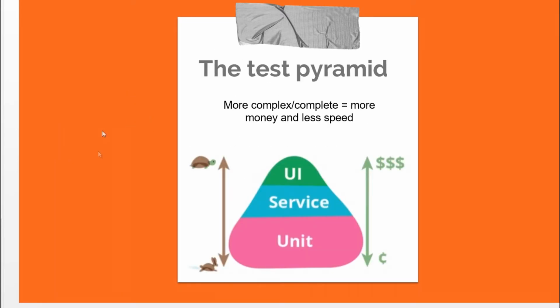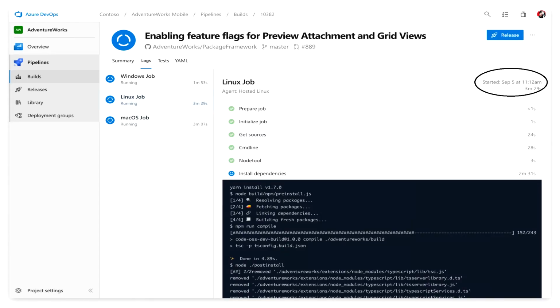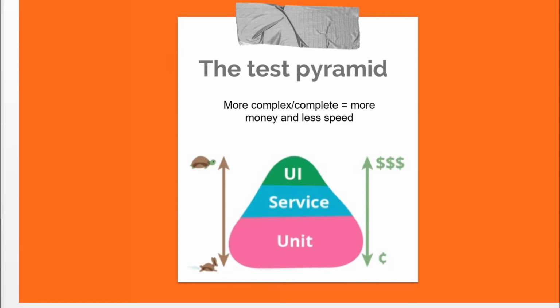And this is just a cool image that I like to show you guys, which means the more complex and more complete our tasks are, the more it's going to cost and the more time it's going to take. So in the beginning, we had only unit tests. It was very fast, like this rabbit here. And the cost was almost zero. But now that we are going to have more things, it's going to be a little slow. So if we see the time here in this build that was completed, it takes some time. So yeah, the more things we do, the more time it's going to take.